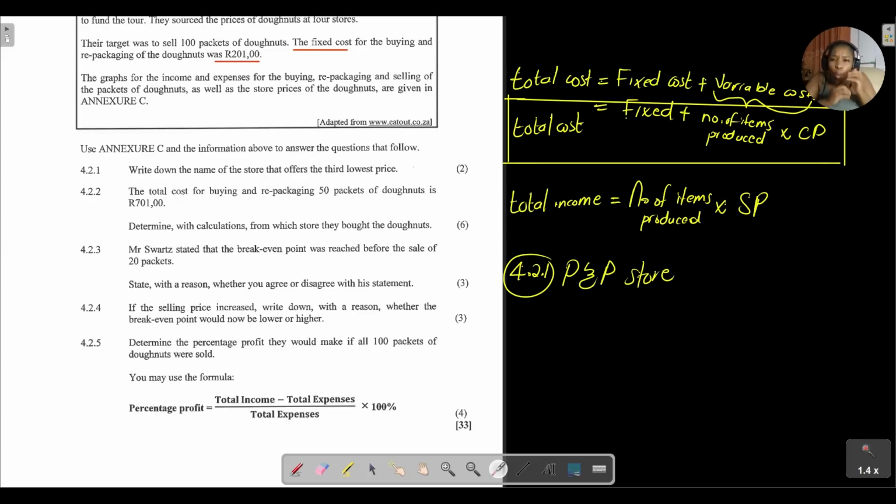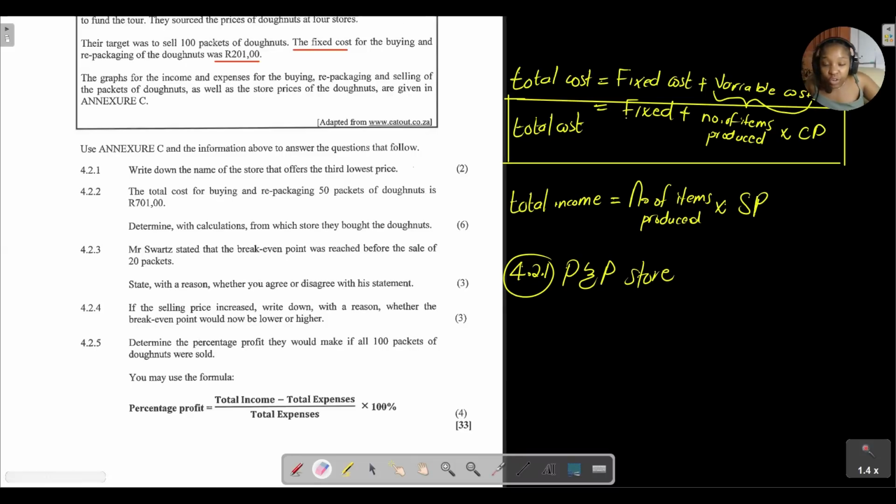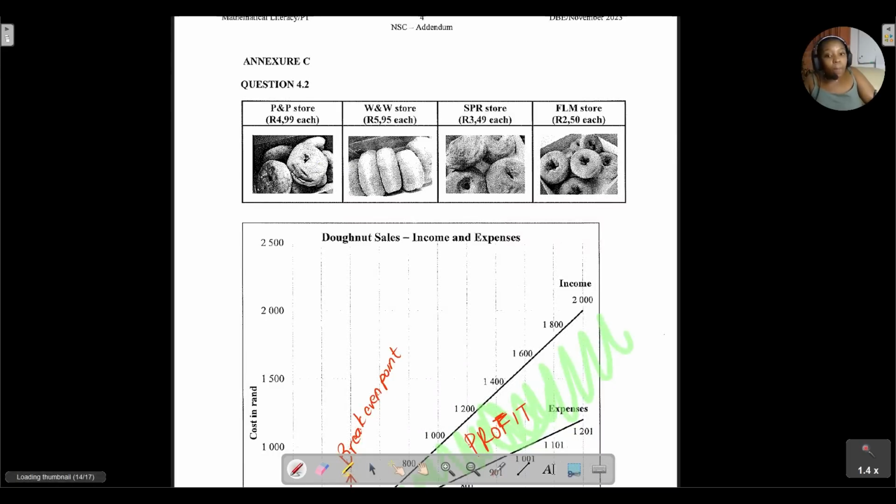We are trying to determine the cost price. That's what we're trying to determine. Once we're able to determine the cost price, we will then be able to determine which store the family purchased their donuts from. So how can we go about getting that amount? For question 4.2.2, for us to determine the cost price, because we want to determine the store where they bought the donuts, we're trying to determine what would be the cost price.